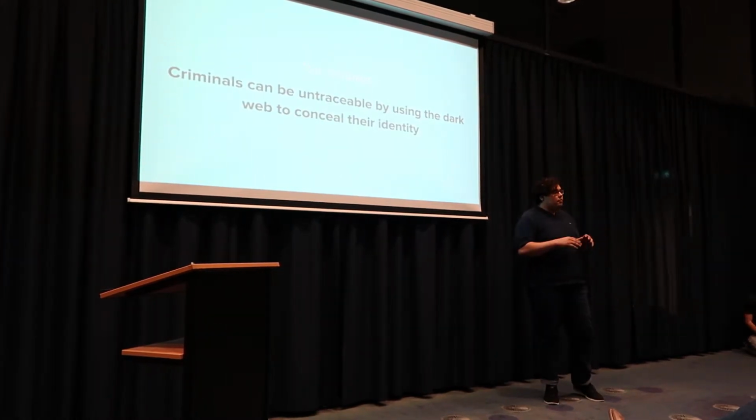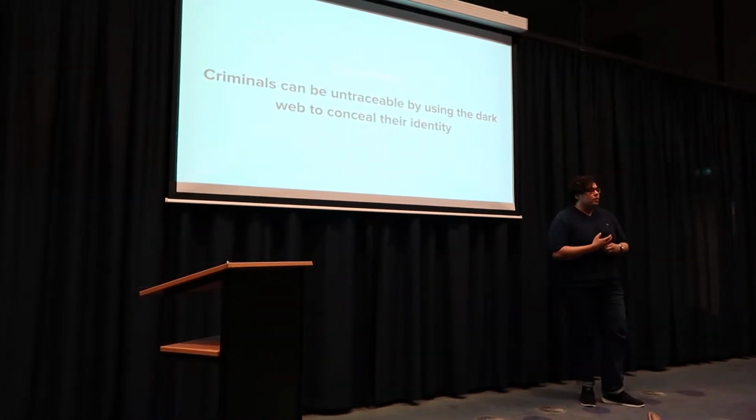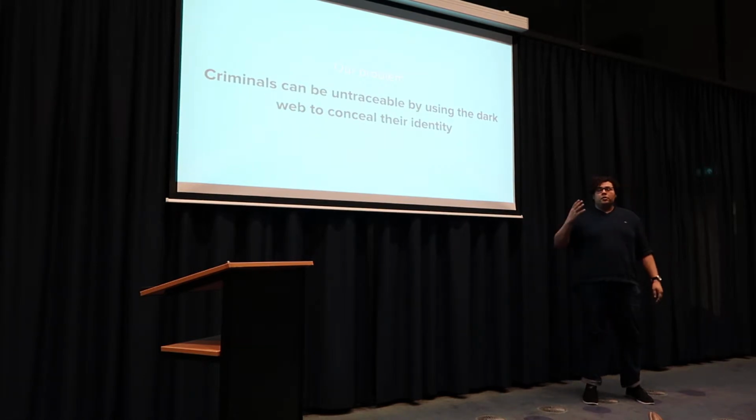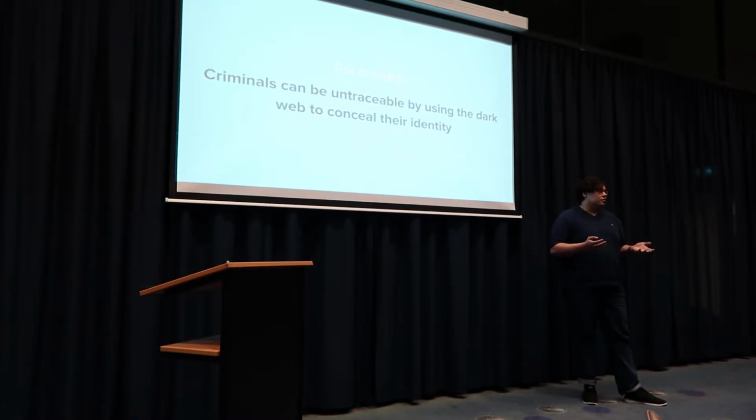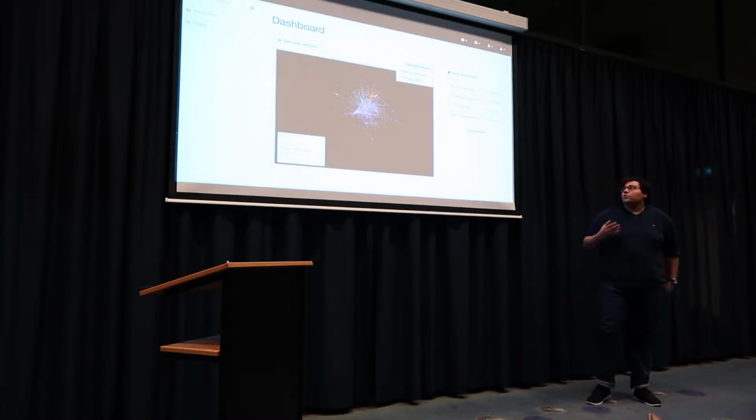So our problem, which we think is the main problem with the dark web, is that criminals can be untraceable because of the identity concealing abilities of the Tor network. So that's what we think is the problem.